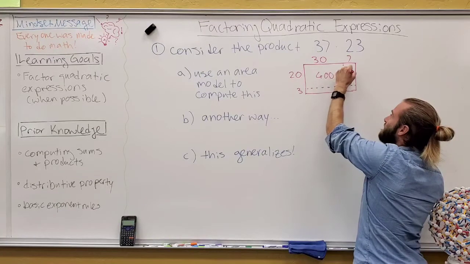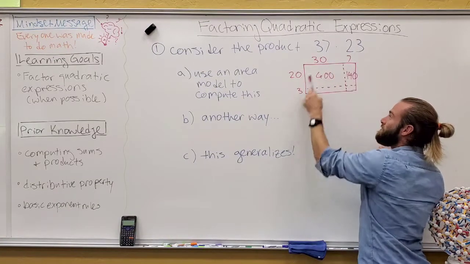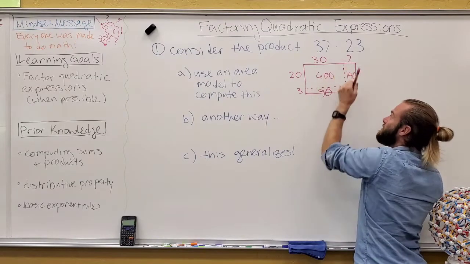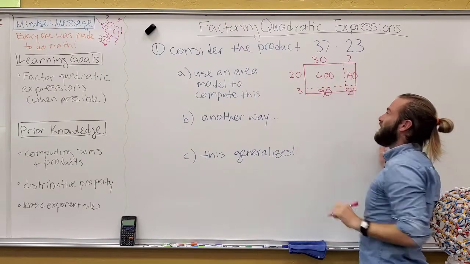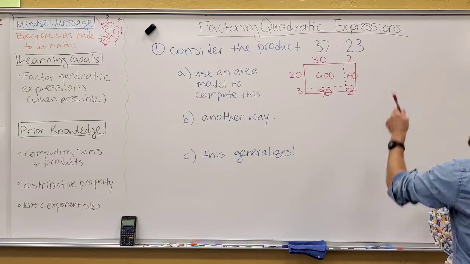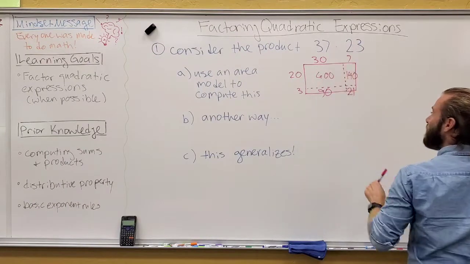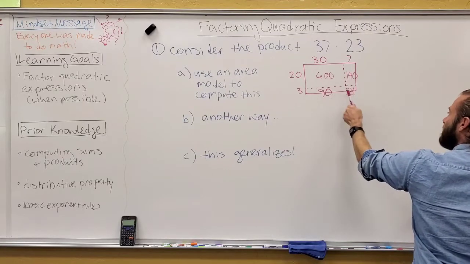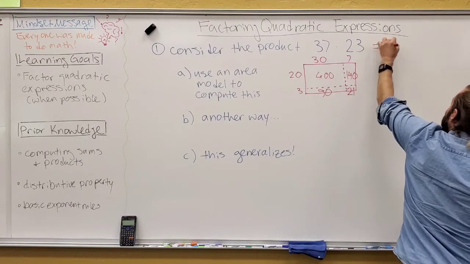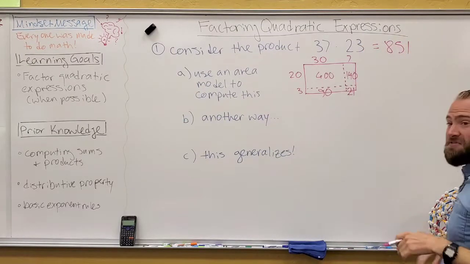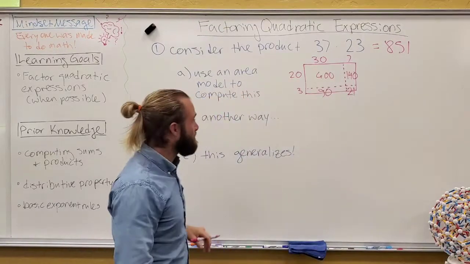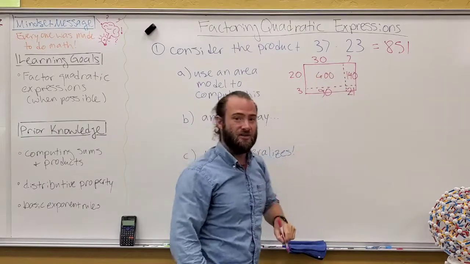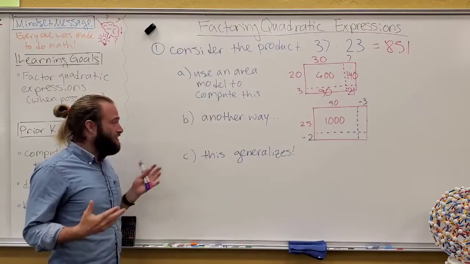And 20 times 7 is 140. 3 times 30 is 90, and then this little smallest rectangle is a 3 by 7, which is going to have an area of 21. So it turns out our product, 37 times 23, is 600 plus 140 plus 90 plus 21, which is 851 if you add all those smaller pieces together. So if we were to just straight up calculate that, we'd get 851. So there are actually other ways.